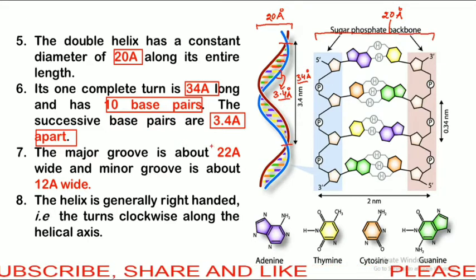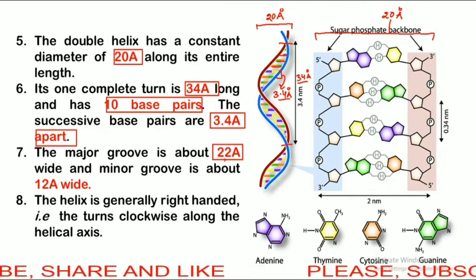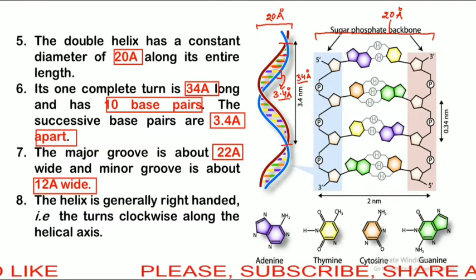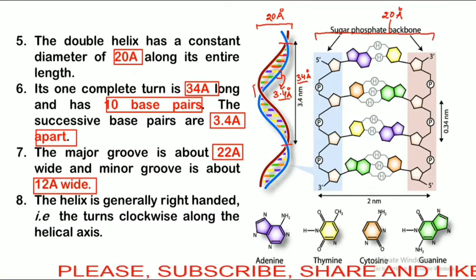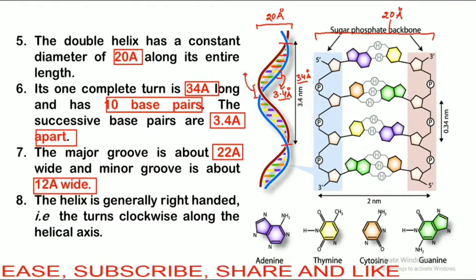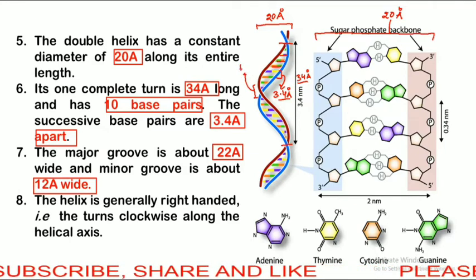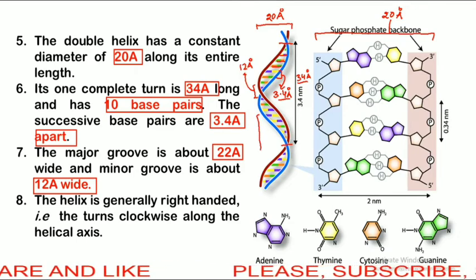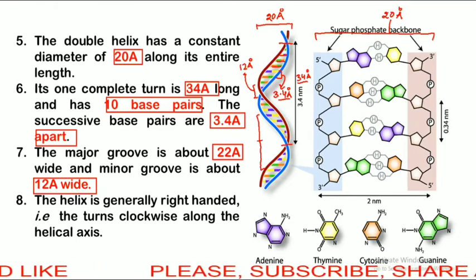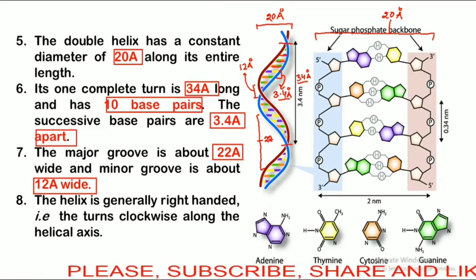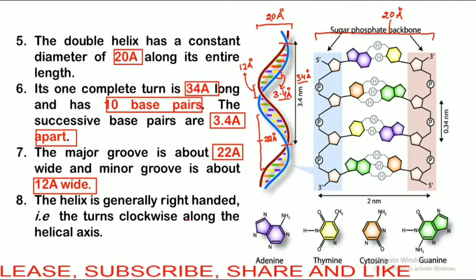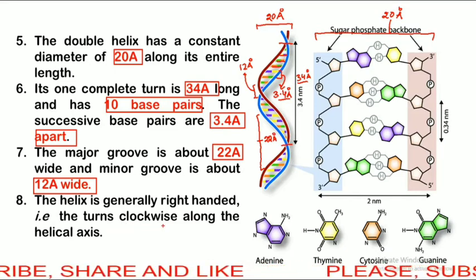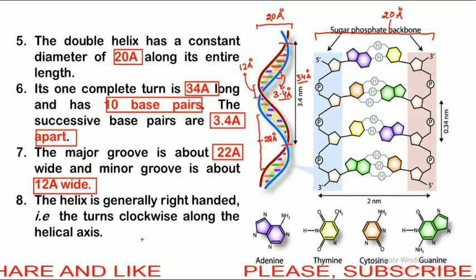The major groove is about 22 angstrom and the minor groove is about 12 angstrom wide. This one is the minor groove, and the width of this minor groove is 12 angstrom, and this is the major groove and it is 22 angstrom. The helix is generally right-handed, that is, it turns clockwise along the helical axis.